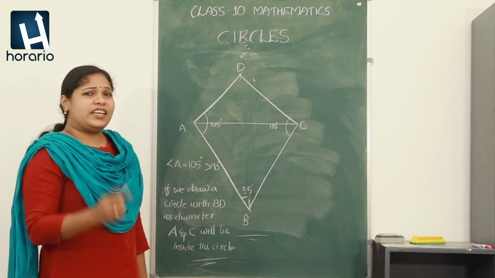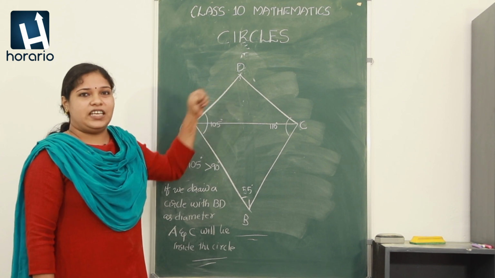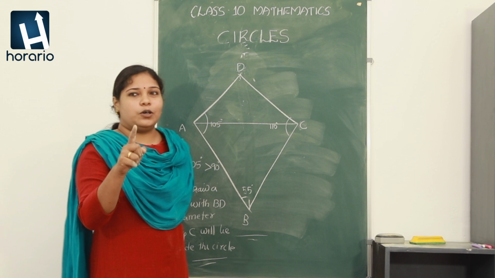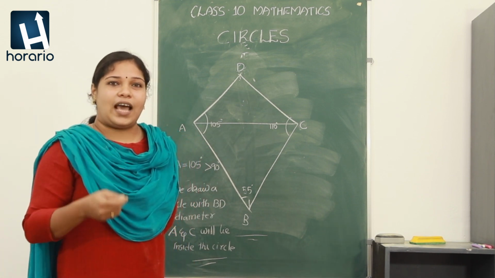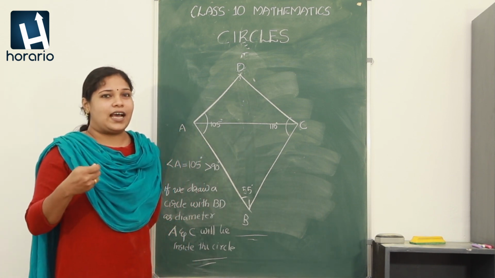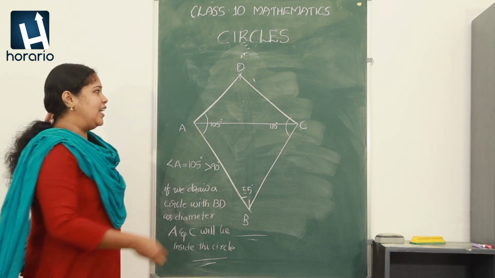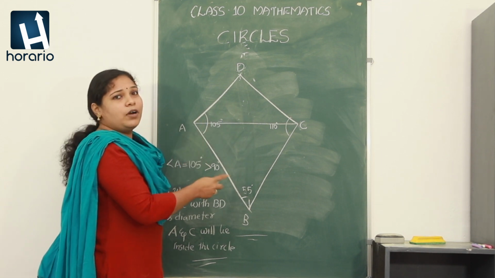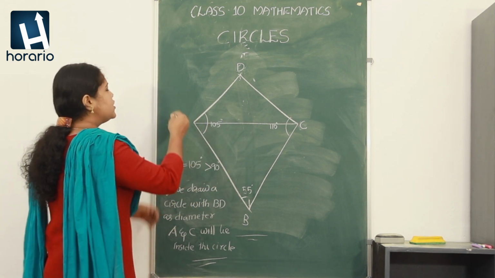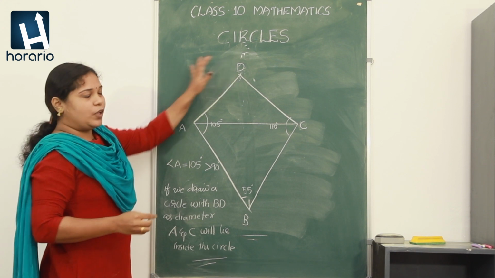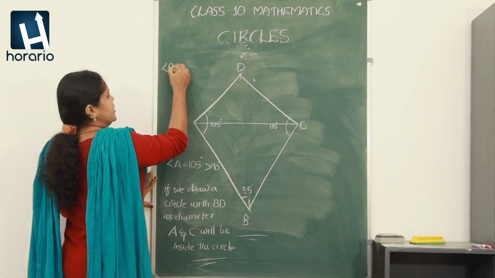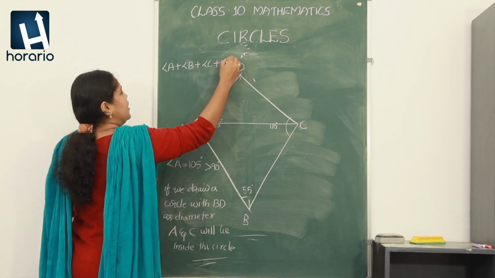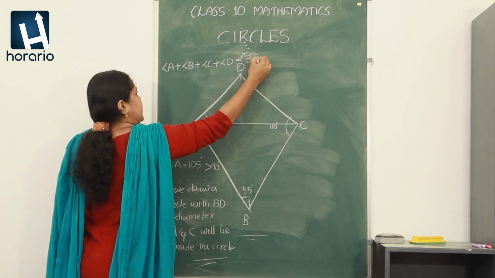But there is one problem. We do not know the value of D. How can we find out the value of D? We already know in a triangle the sum of all angles is 180 degree. In a quadrilateral the sum of all angles is 360 degree. So, we will find out the value of D. Angle A plus angle B plus angle C plus angle D is equal to 360 degree.